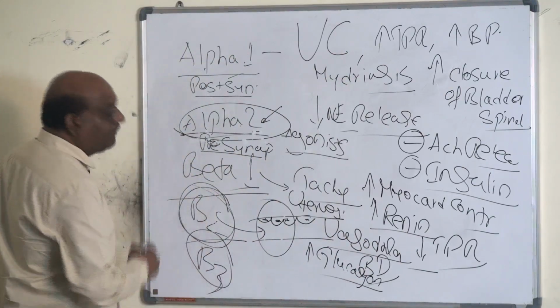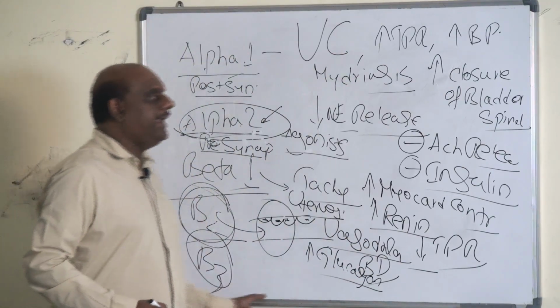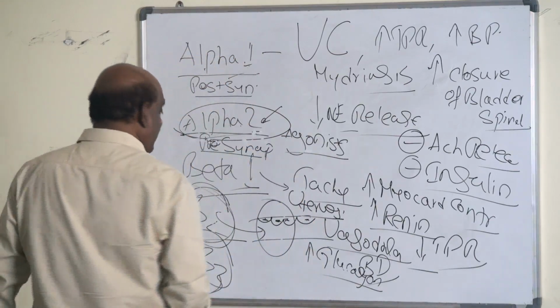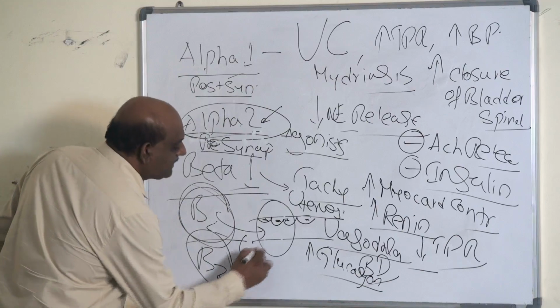Then finally you have the beta 3. Beta 3 is there on the adipocytes. So that is the reason they lead to lipolysis.